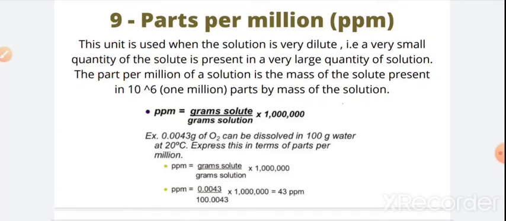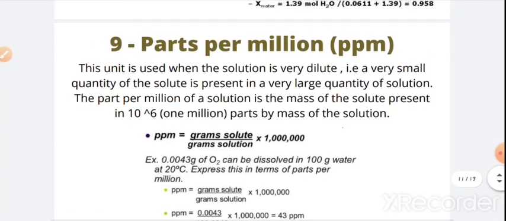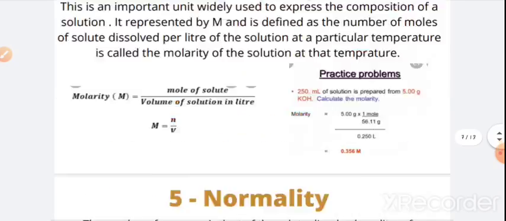Over here temperature is given, but there is no use of temperature. So parts per million is equal to grams of solute upon grams of solution into 1 million, and that will be 43 parts per million. Okay, these all are the 9 units of concentration of solution.